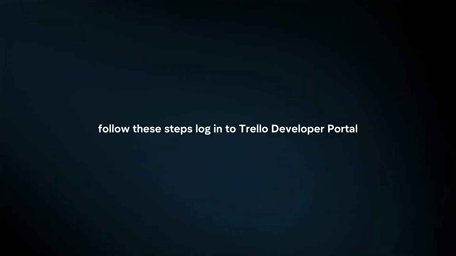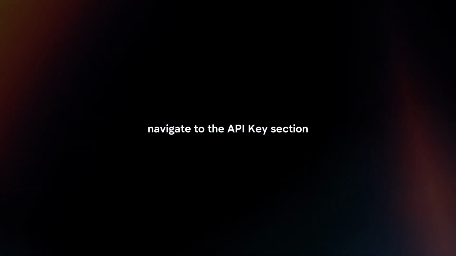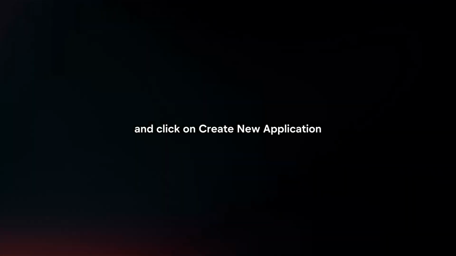To obtain a Trello API token, follow these steps. Log into Trello Developer Portal. Visit the Trello Developer Portal and log in using your Trello account credentials. Create a new application. Once logged in, navigate to the API key section and click on Create New Application.